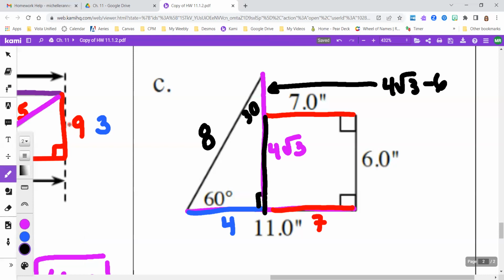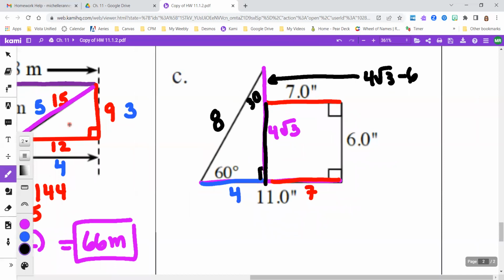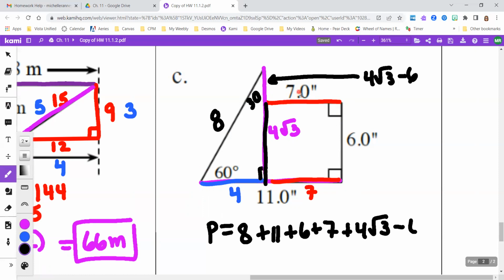So let me put that in the calculator. Well, I can write the perimeter in 2 ways. One way to write the perimeter is I have this 8. I have all the way across this, which is an 11. I have this, which is 6. I have this, which is 7. And then you can think of this as 4√3 minus 6. Now you'll notice that this 6 and this 6 are going to cancel out.